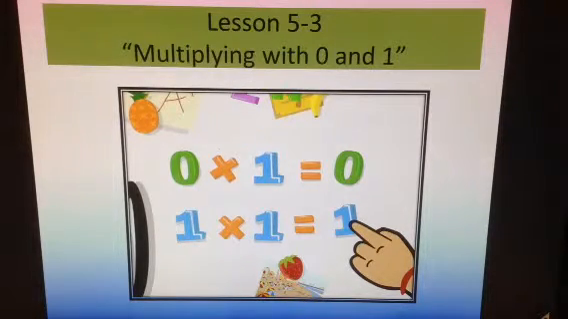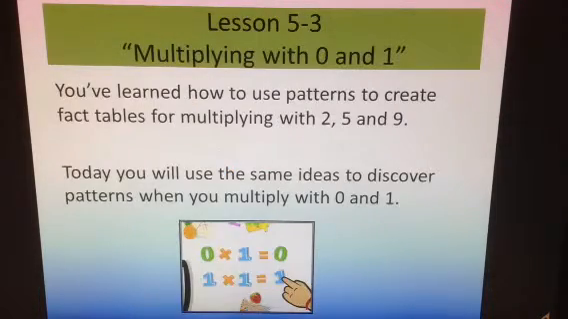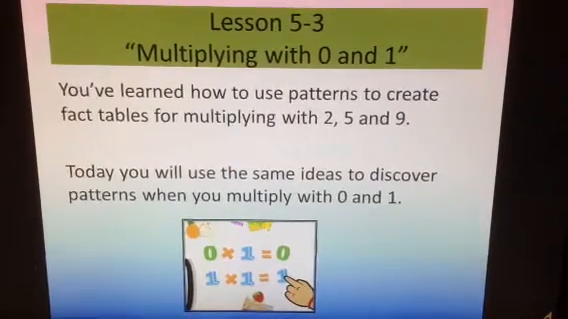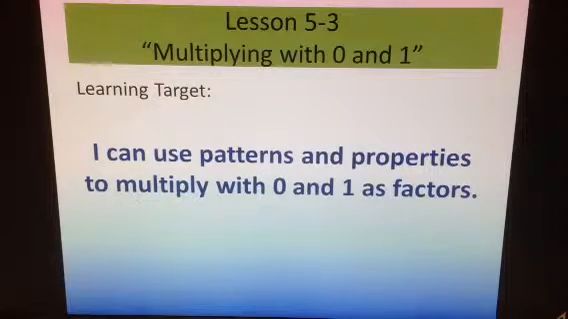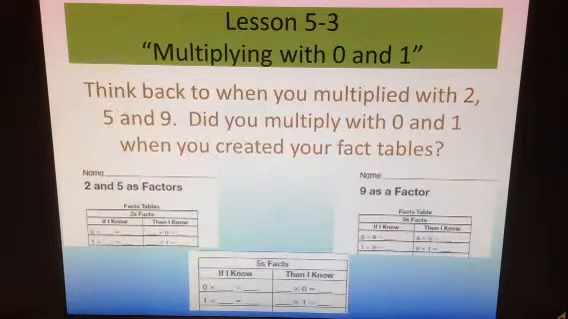Hello, our lesson today is lesson 5-3, and the title of this lesson is Multiplying with 0 and 1. You've learned how to use patterns to create fact tables for multiplying with 2, 5, and 9. Today you will use the same ideas to discover patterns when you multiply with 0 and 1. Our learning target today says, I can use patterns and properties to multiply with 0 and 1 as factors.